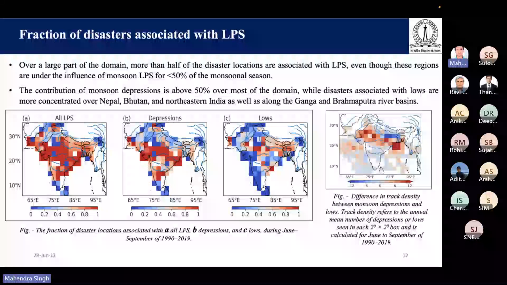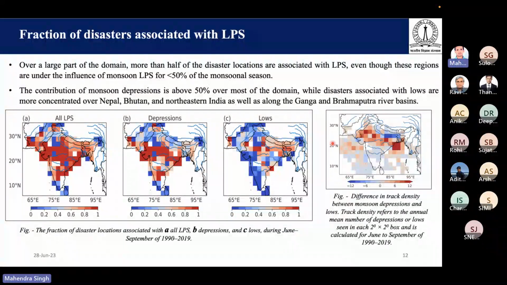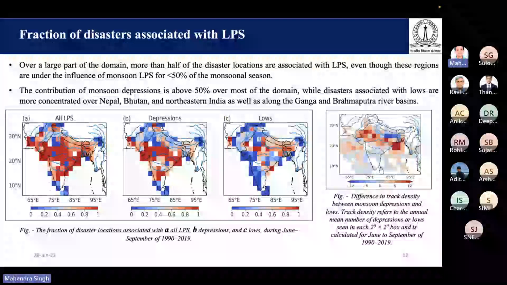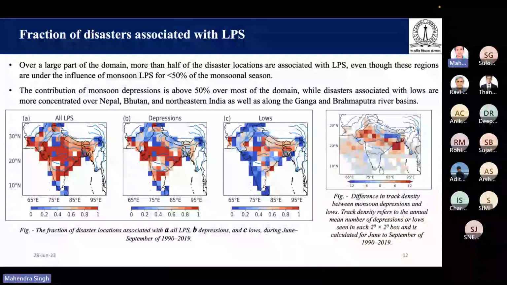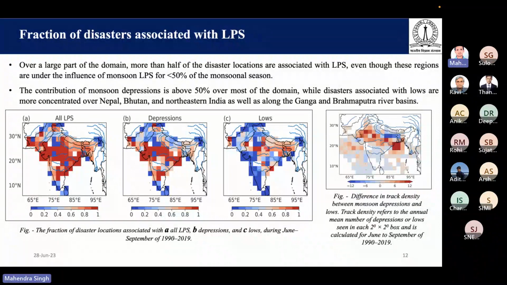effect, while the disaster associated with the lows are mostly concentrated over Nepal, Bhutan, and northeastern India, as well as along the Ganga and Brahmaputra river basin. Here we can see that they have explained this could be because the monsoon depression mostly forms and travels in the central part of India, and monsoon lows mostly go further north, or we can say near the foothill of Himalaya.